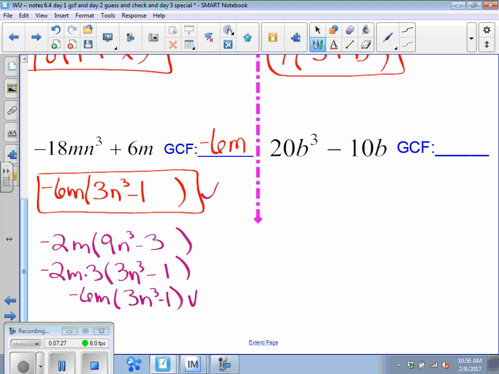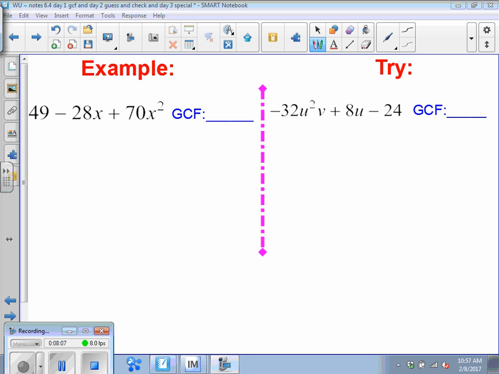Okay, so over here, for numbers, what's my greatest common factor? 10. And what else? B. 10b. So we have 10b. 10b times what? 2b squared. Okay? And then 10b times what? Just negative 1. Okay? Because b times b squared is b to the third. All right? Any questions? Is anyone not finished? All right.